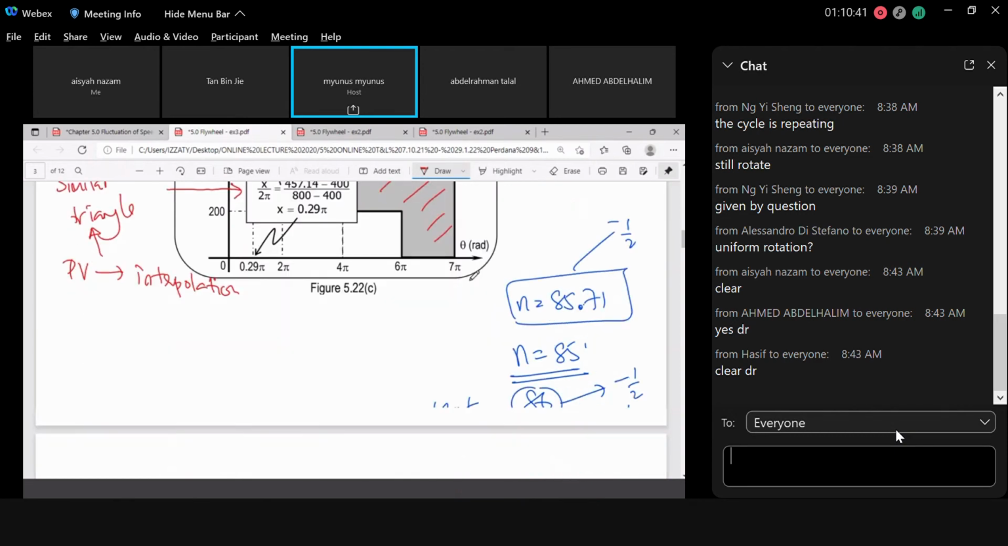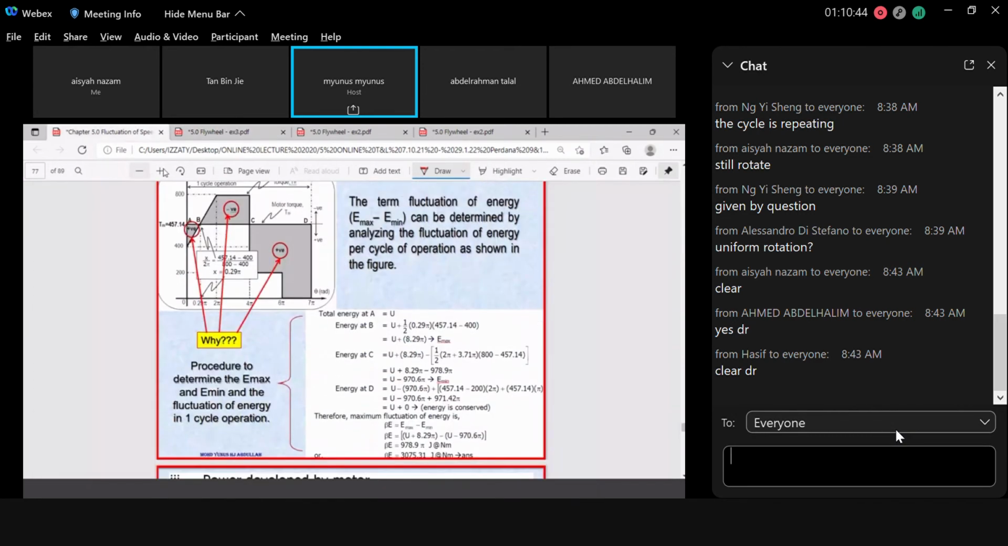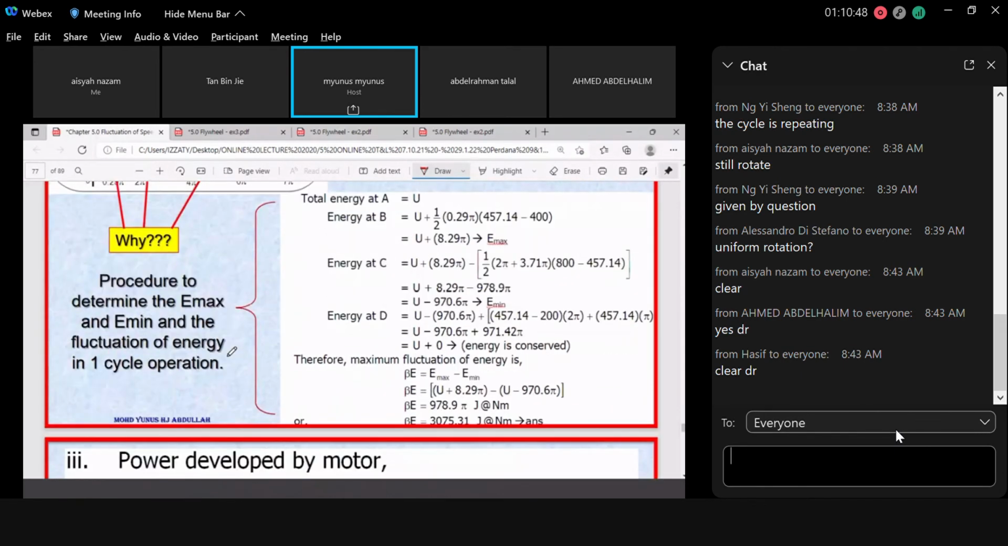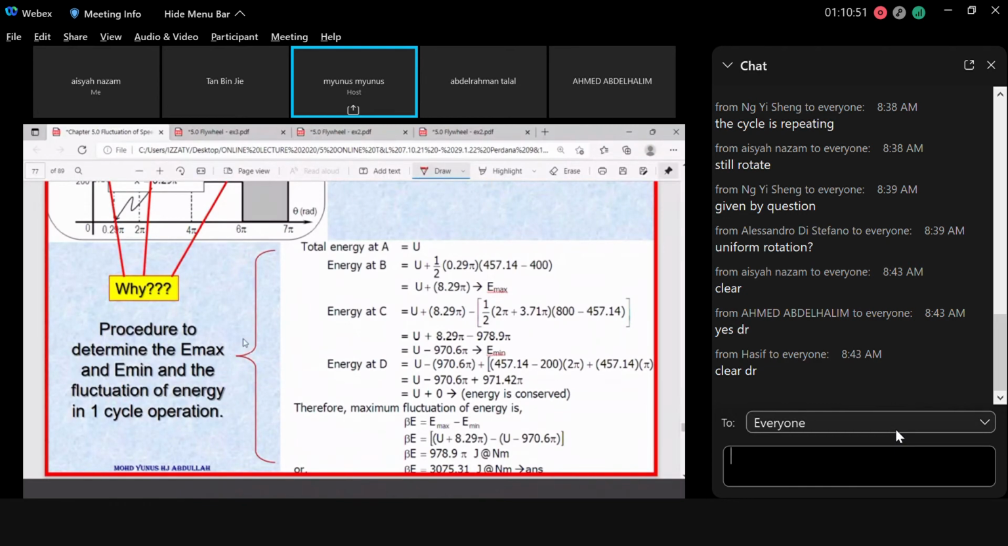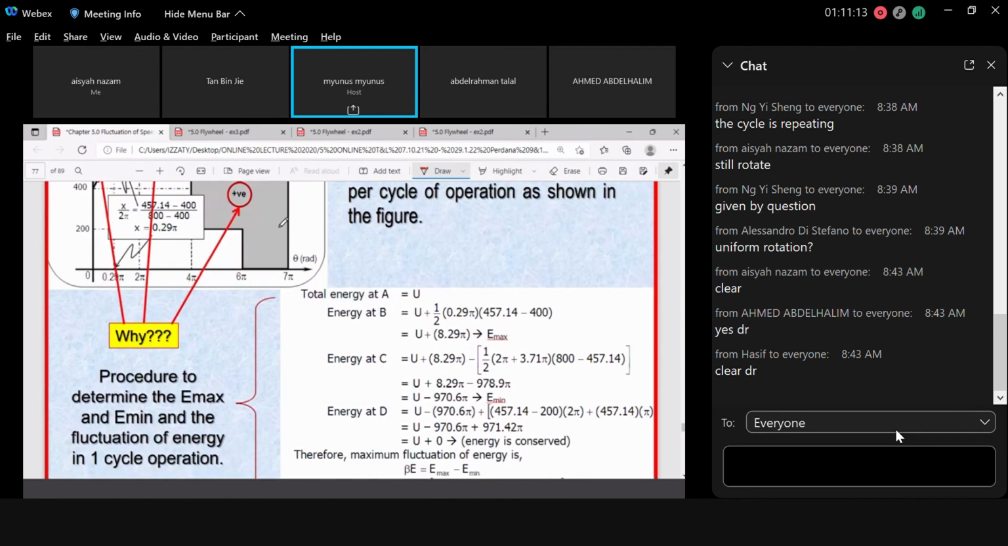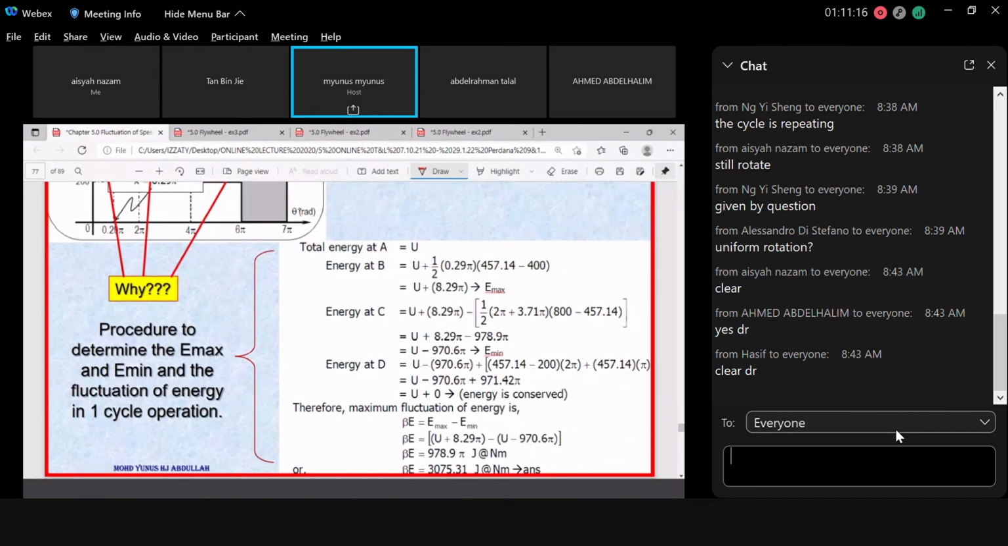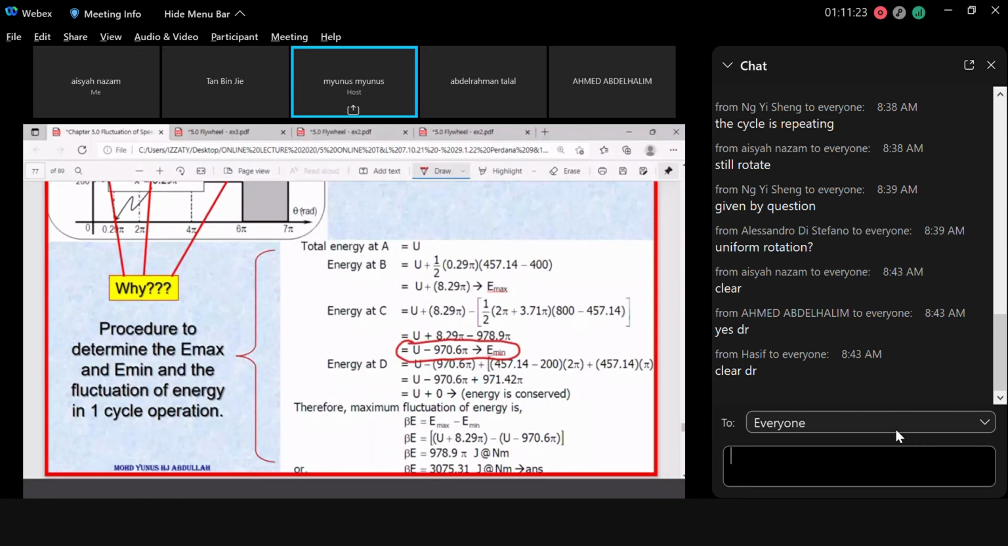So finally, go to the solution here. Look at the solution. Copy this one. You have this in the notes; I put it in the group. Look at your book on page 224. After running all the calculations from point A to point D, you start selecting all the maximum and minimum. This one we select as minimum, this one you select as maximum. Then you put in the equation beta E is equal to E max minus E min.